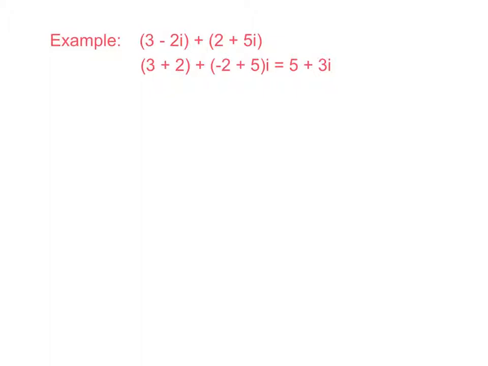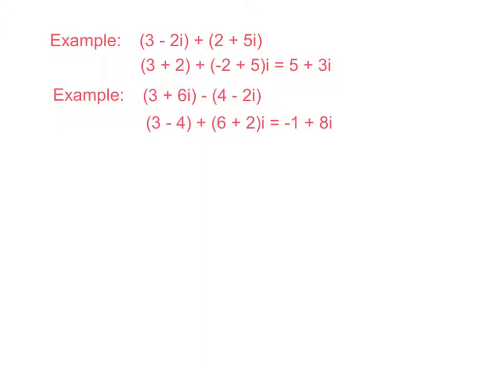Now, obviously, if we were subtracting, we would do exactly the same thing. We would simply subtract the real parts and subtract the imaginary parts. Let's look at an example. So our second example is going to be 3 plus 6i minus 4 minus 2i. Again, we simply algebraically add, or in this case subtract, the real parts and subtract the imaginary parts, giving us our final result. And as you can see, we come up with a final answer of minus 1 plus 8i.